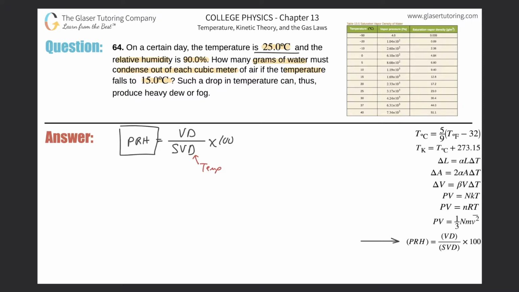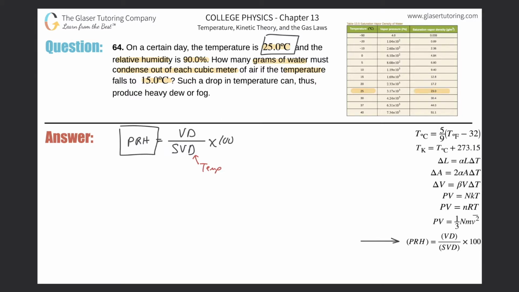Now, by knowing the temperature, I can go to the table, find 25 degrees Celsius, which is right there. And then I also know the saturation vapor density, because that basically is a constant number relative to the temperature. So I also know this piece now. And what that means is that this equation has one unknown, essentially the actual vapor density of the water vapor. That's what I can solve for.